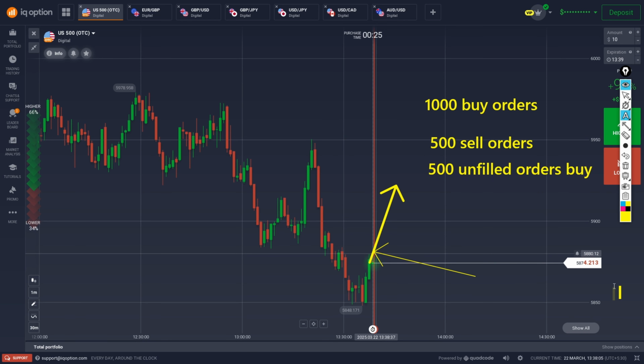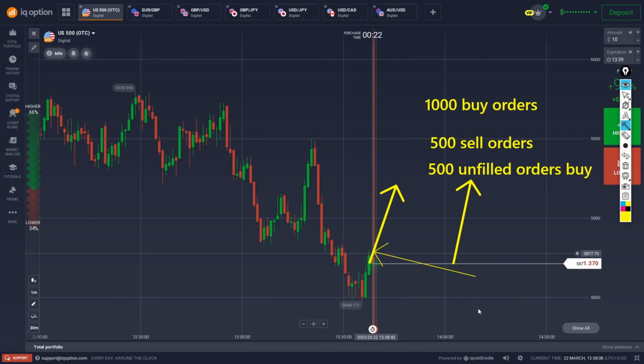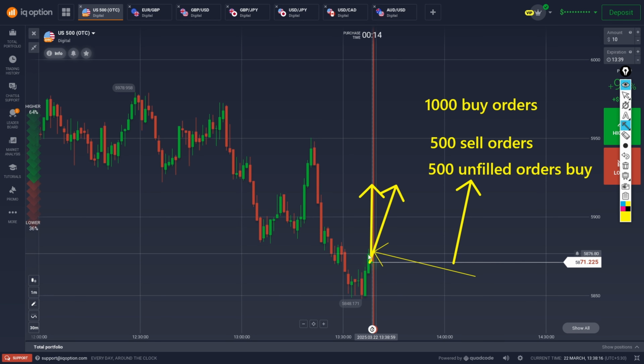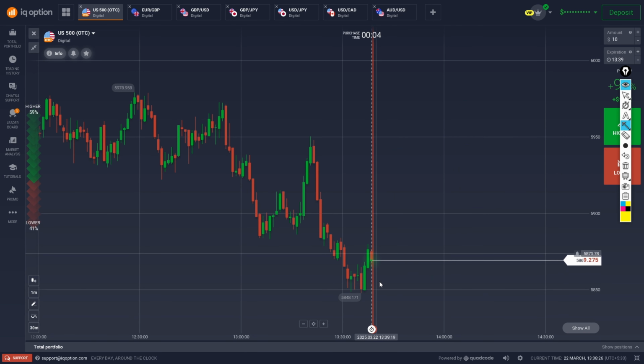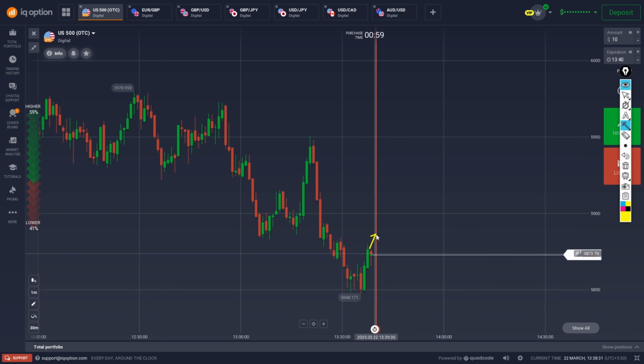So to complete this target, the price will start moving in the upside direction because nobody is selling at this zone and all these sell orders have been gone and the transaction has happened on this chart. So to fill the unfilled 500 buy orders, the price will start moving in the upside direction, and until these 500 buy orders get filled, the price won't reverse.